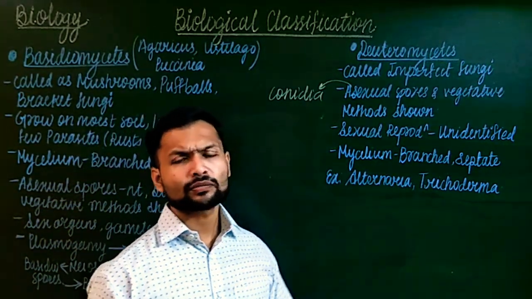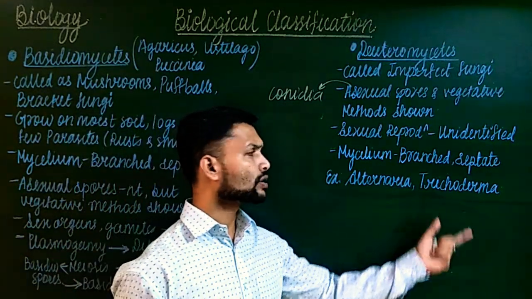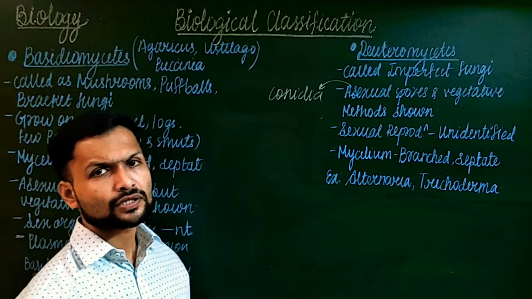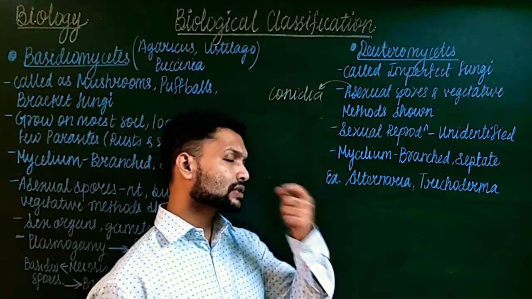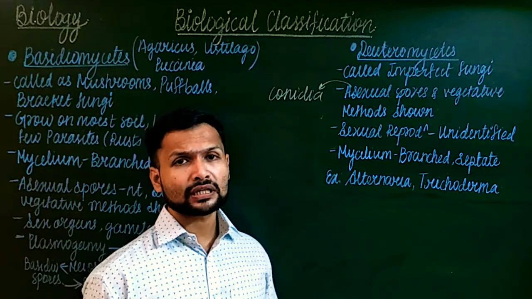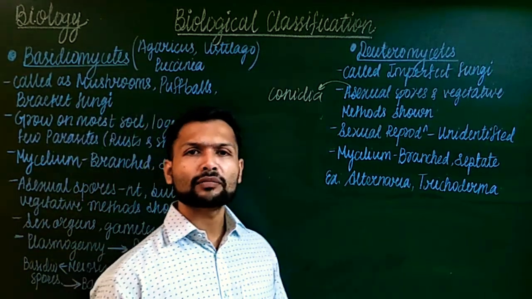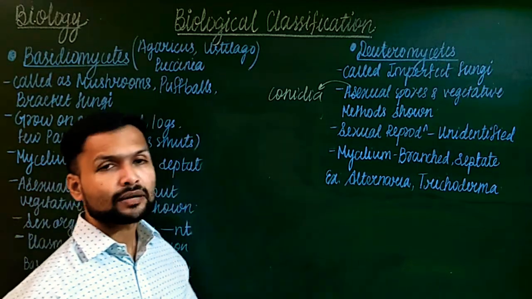Again, these are also saprophytes, decomposers. Some might be parasites like Trichoderma, which causes fungal infections in humans. Okay, Alternaria. So these are some of the examples which they have given. So nothing much in depth for Deuteromycetes. So these are the few points to be remembered with this, and the examples to be learned.